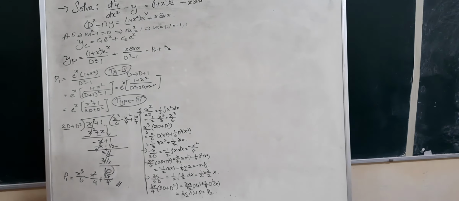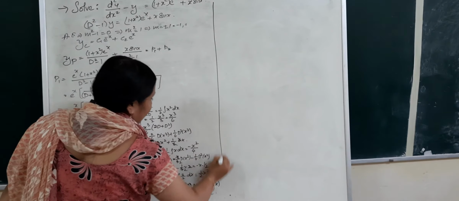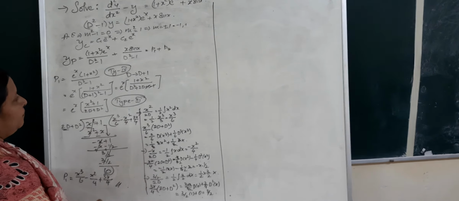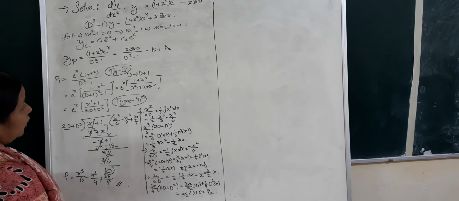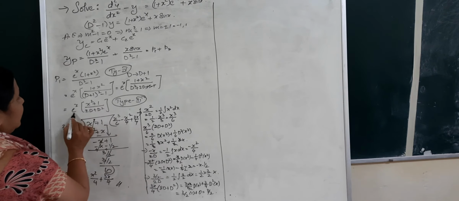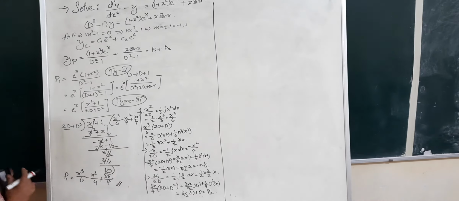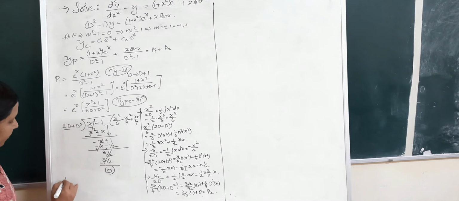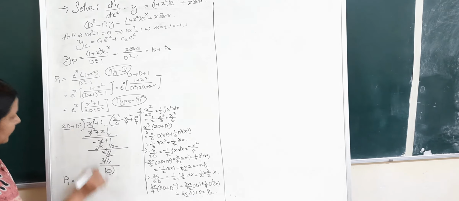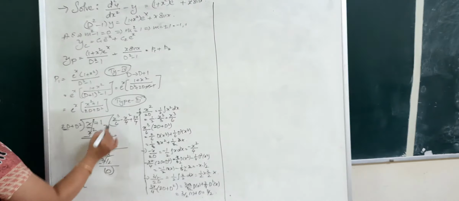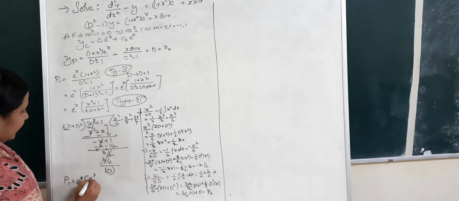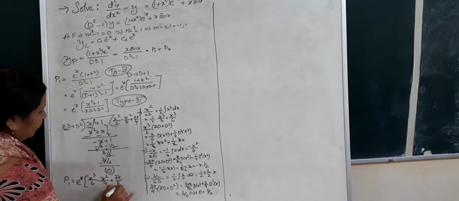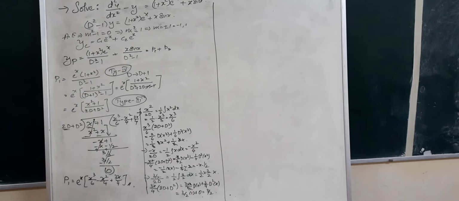This is my first part. Next, coming to the next part of the solution, we have to find the second part, that is P2. Sorry, this is not P1. My P1 has an e power x also, so the entire quotient should be multiplied by e power x. P1 therefore is equal to e power x into, this is replaced by the type 3 quotient, that is x cube by 6 minus x square by 4 plus 3x by 4. You got it, guys? This is one part of it.